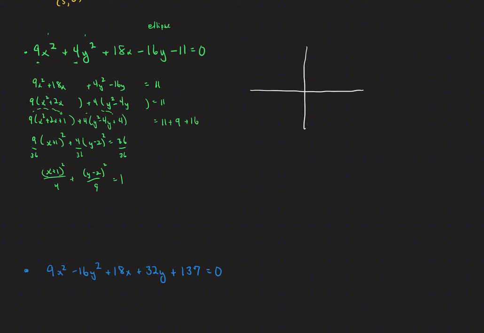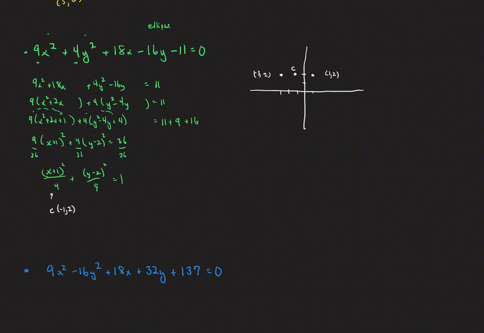So our center is going to be at negative 1, 2. So we're going to go negative 1, 2 for our center. In the x direction, we're going to go 2 to the right and 2 to the left. And since those are smaller numbers, those are going to be the endpoints of our minor axis. And so since our center was at negative 1, 2, that's going to be negative 3, 2, and 1, 2.